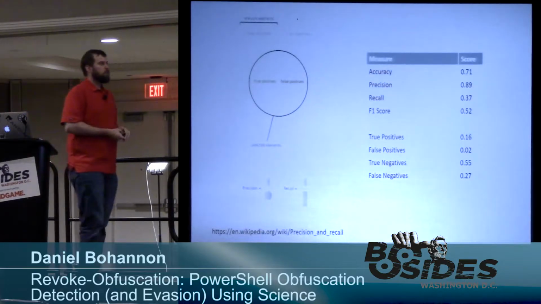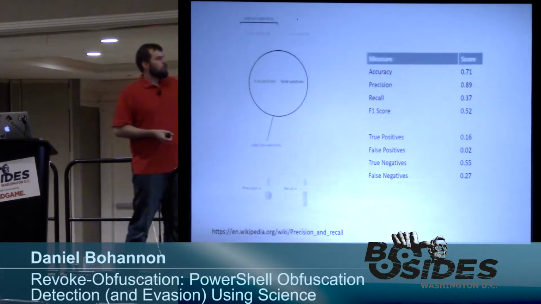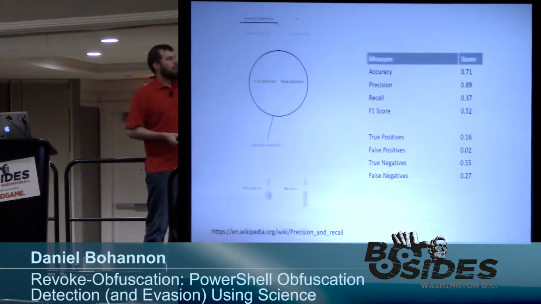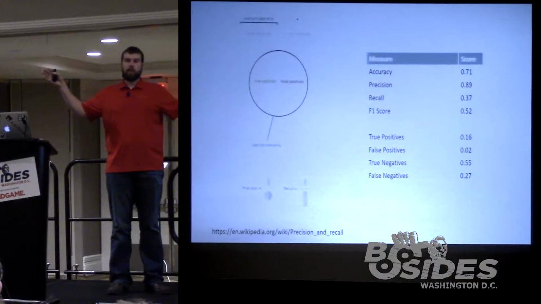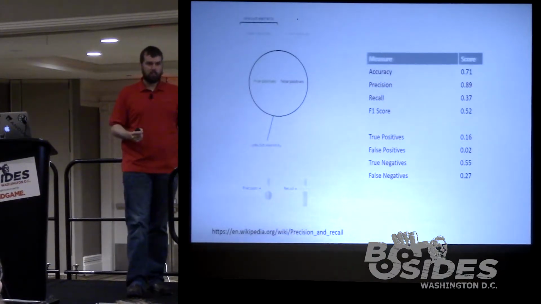So how does this character frequency analysis score? The two things to look at here are precision and recall. And it's 89% and 37%. So precision means, let's say we have 100,000 PowerShell scripts, right? And 10%, 10,000 of those are bad.